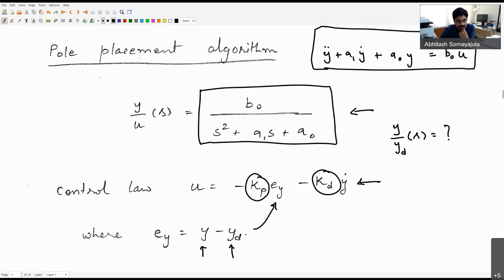Anybody? What do we have? So it's again in the similar fashion, like y of s upon yd of s is p of s into c of s upon 1 plus p of s into c of s. So c here is the control, what do you say? Oh, control. No, but I want the precise expression for y over yd.